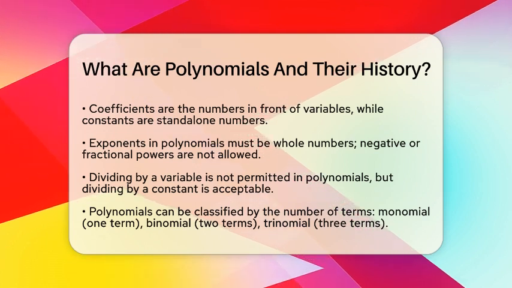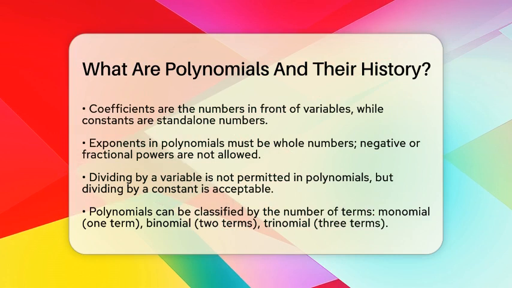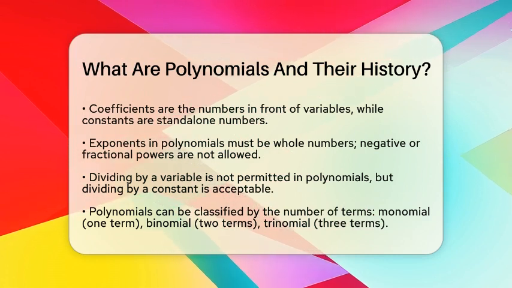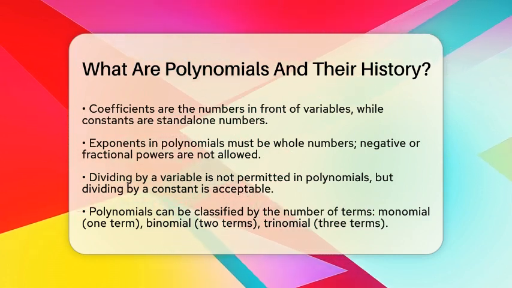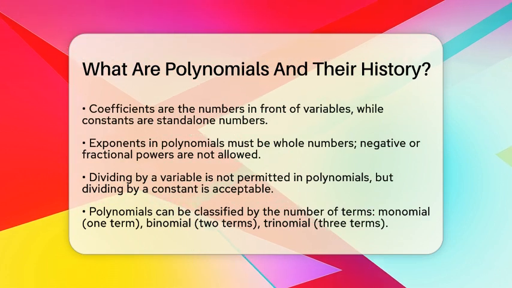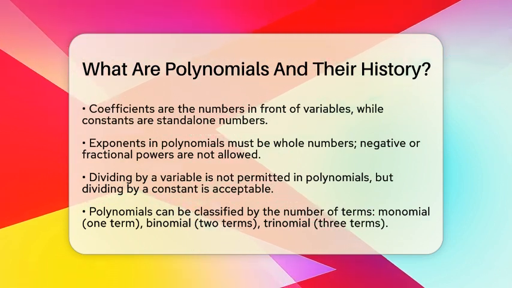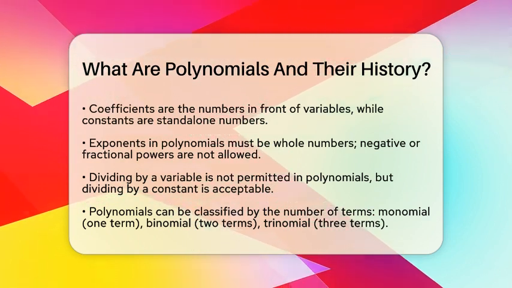specific name. The degree of a polynomial is determined by the highest exponent of its variable or variables. In our earlier example, the degree is 2 because the highest power of x is 2.